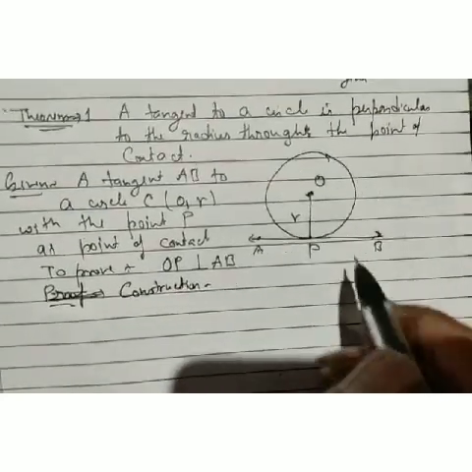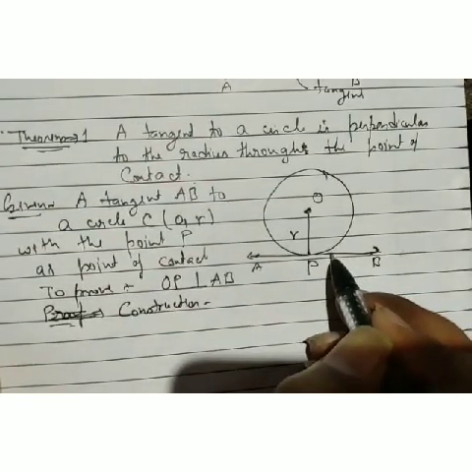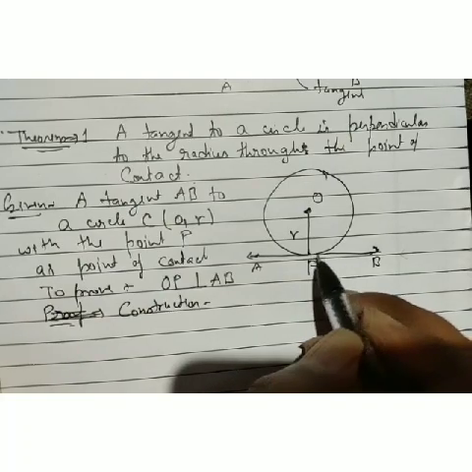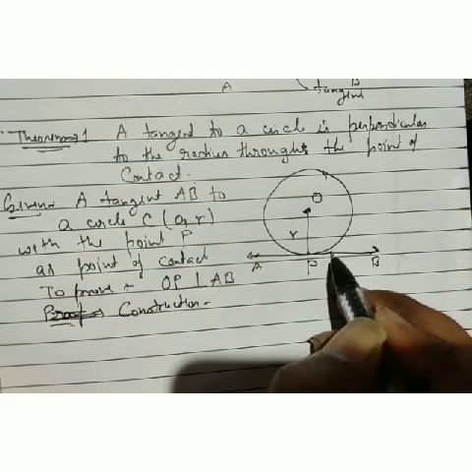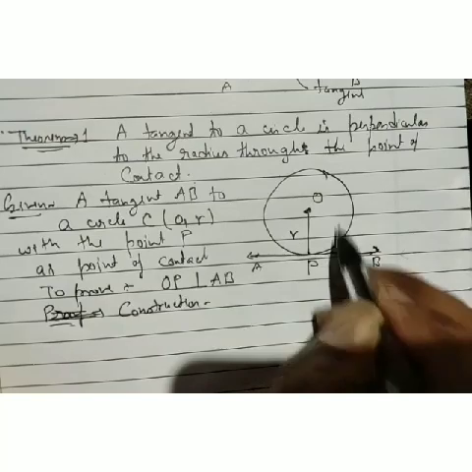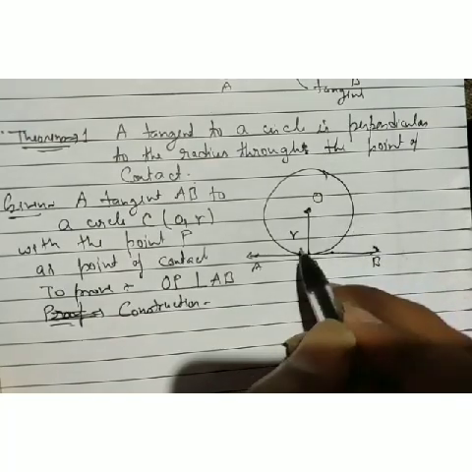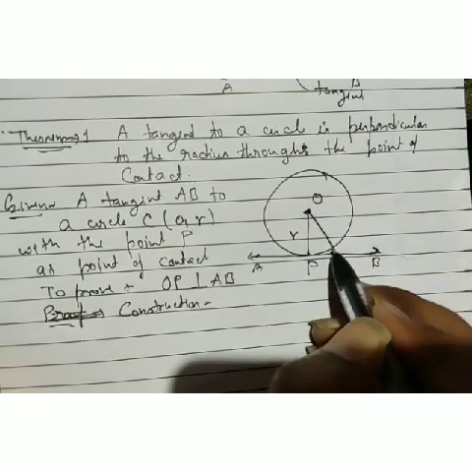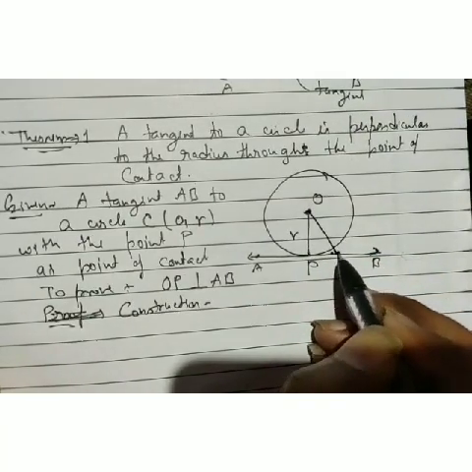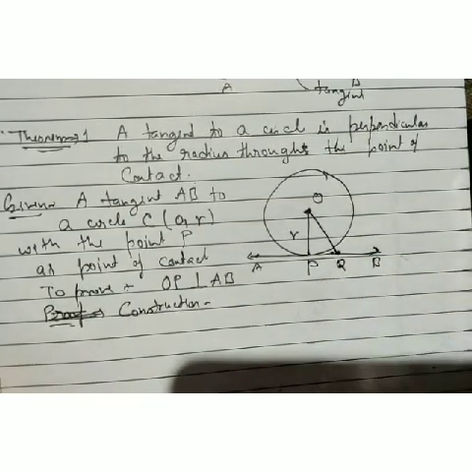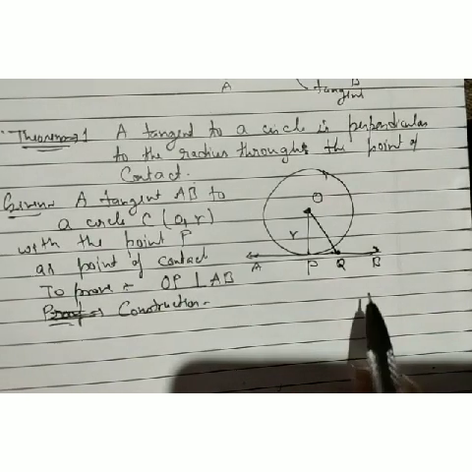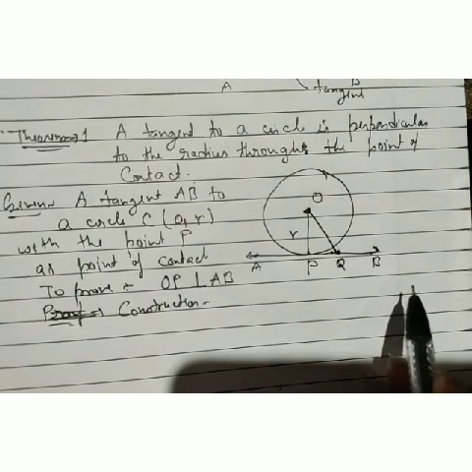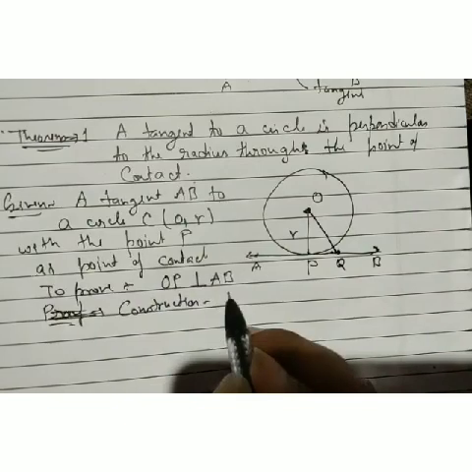We need a construction. We take a neighborhood point Q, which is not lying on the circle. Let Q be any other point than P on AB, and then join OQ.